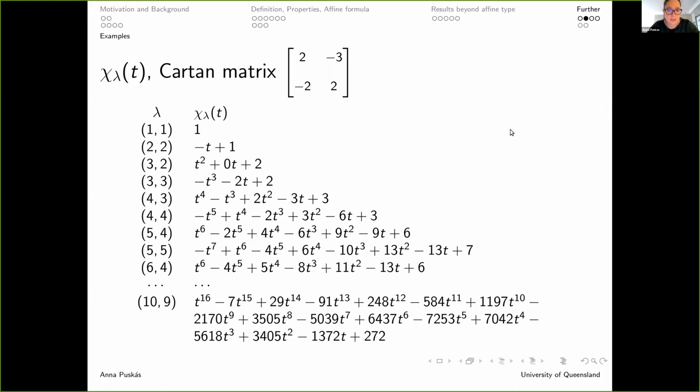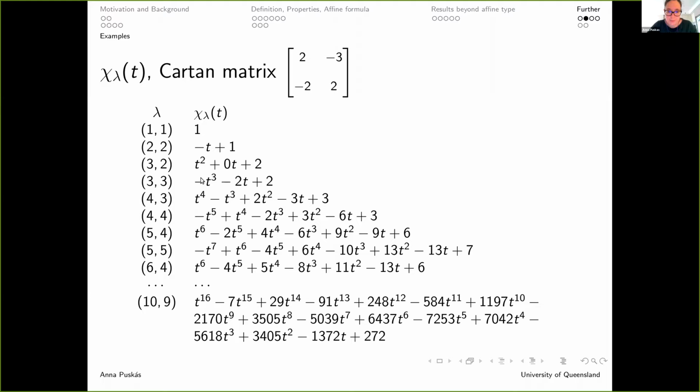For example, for the Cartan matrix 2, negative 3, negative 2, 2, we get these polynomials here. Of course, 1, 1 means alpha 0 plus alpha 1. These are the coefficients in the simple roots. And the constant terms 1, 1, 2, 2, 3, 3, 6, 7, 6, 272, etc. These are the root multiplicities. That's not surprising.